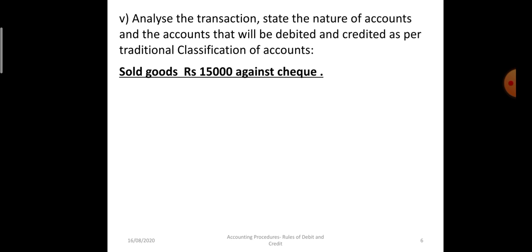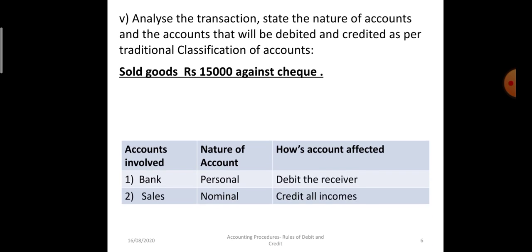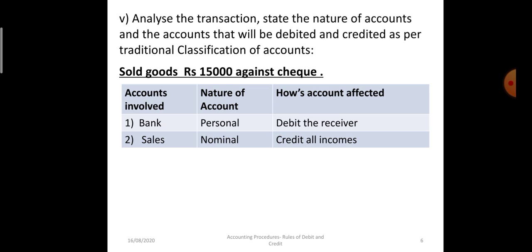Next transaction: sold goods for rupees 15,000 against cheque. Now a new account. For cheque we will open bank account. Bank is considered as a personal account. Sales is a nominal account, income, credit all incomes. The two accounts are bank and sales.